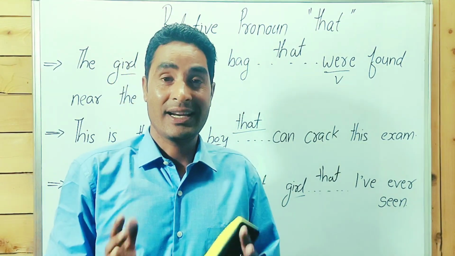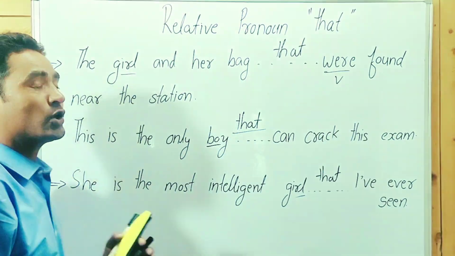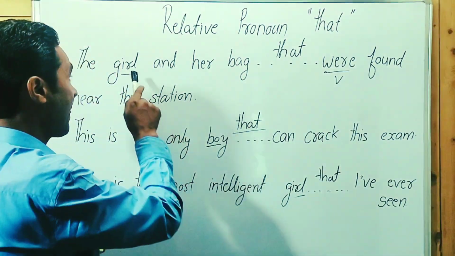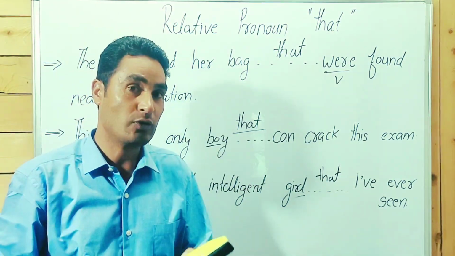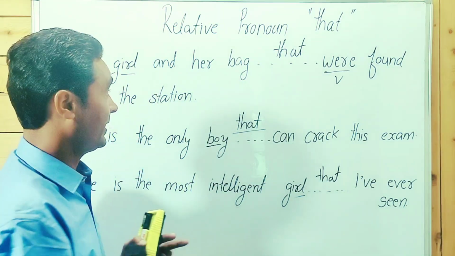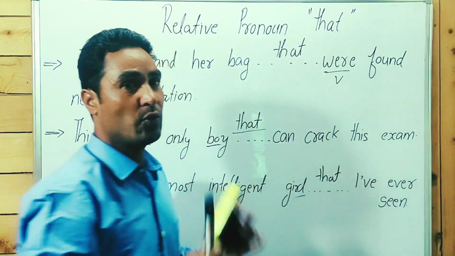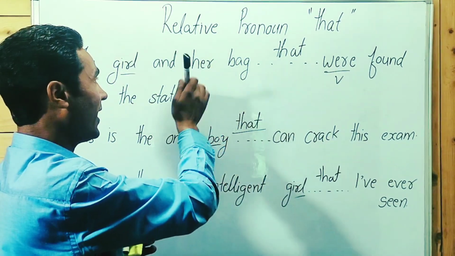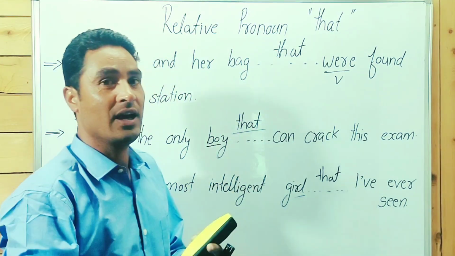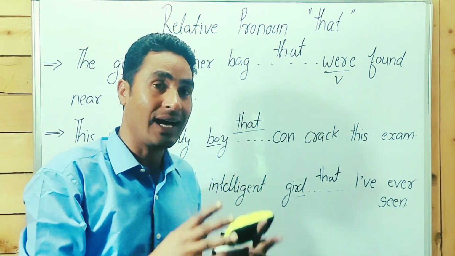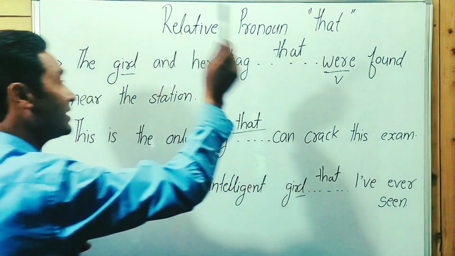I repeat, relative pronoun that is used in three situations. First, when there are two antecedents in a sentence. First, human being. Second, non-human being. Objects. It could be animal and it could be things. In this case, we use that. Why? Who is used for human being and which is used for non-human being. When both the antecedents have been given in the sentence, in this case, we use that.